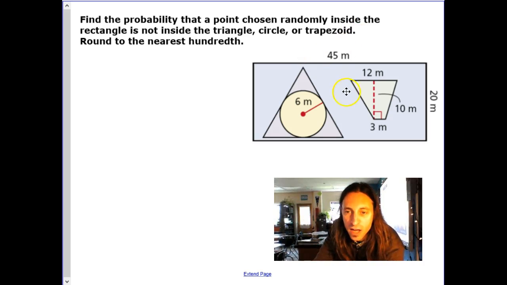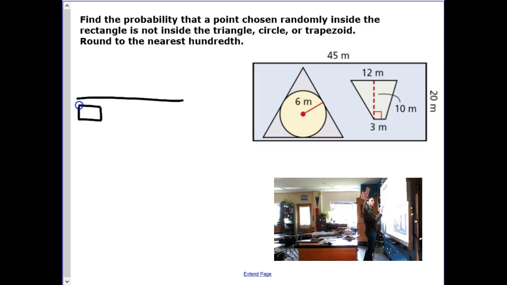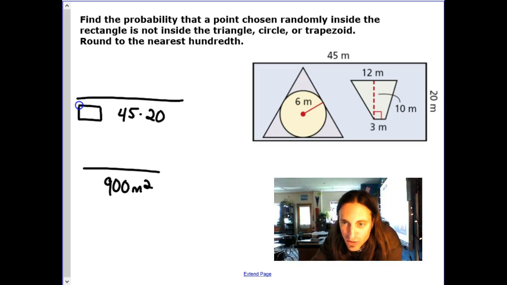The probability of it being in that rectangle in the first place is 100%. So that's my denominator. So the big rectangle looks like this. 45 times 20. Okay, so when I do that, 45 times 20 is 900, and I'm in meters squared. Now, what I need to do is figure out the areas of really just this triangle and this trapezoid and add them together and subtract them from the rectangle. Because again, I'm saying this sort of shaded region around those figures.